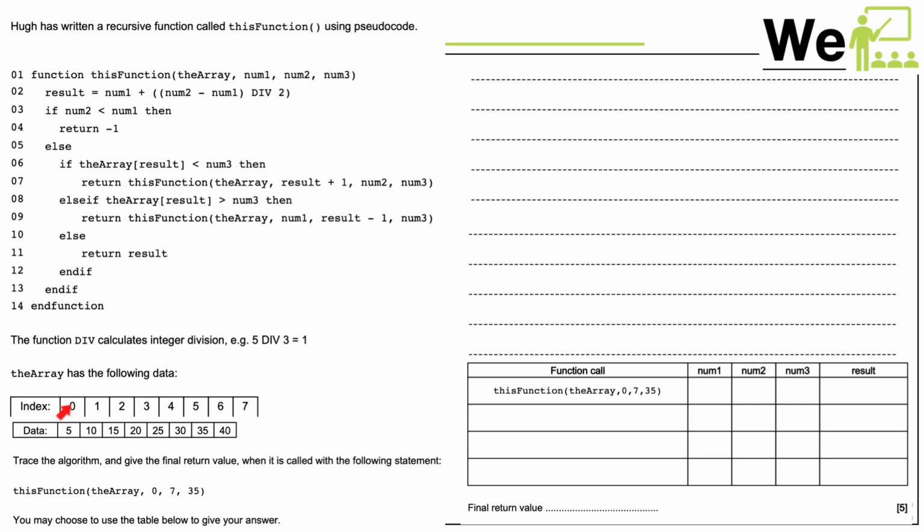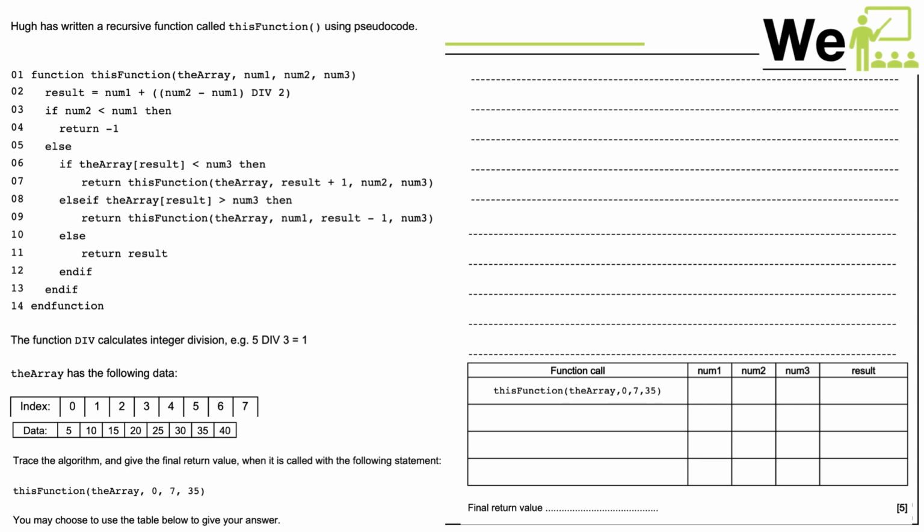So we see in here, there's an array called the array, points for originality for this guy. And the array has an index, standard index starting at 0, and it has 5 at position 0, 10 at position 1, etc. And then this function, so this is the first time it's triggered, sends it the array. Oh, what do we call these things, by the way? Parameters. So it's sending the array as a parameter value, and then sending 0, 7, and 35. So num1 would be 0, num2 would be 7, num3 would be 35.